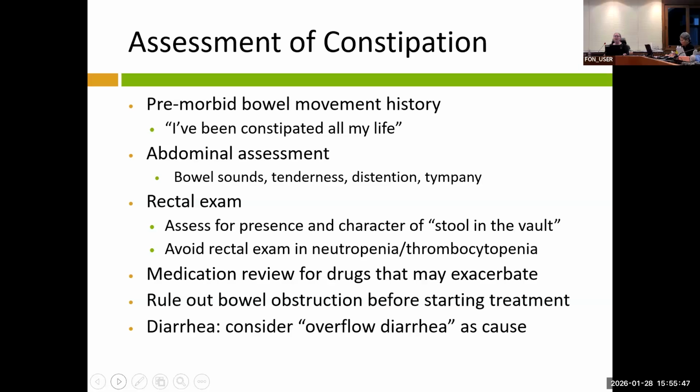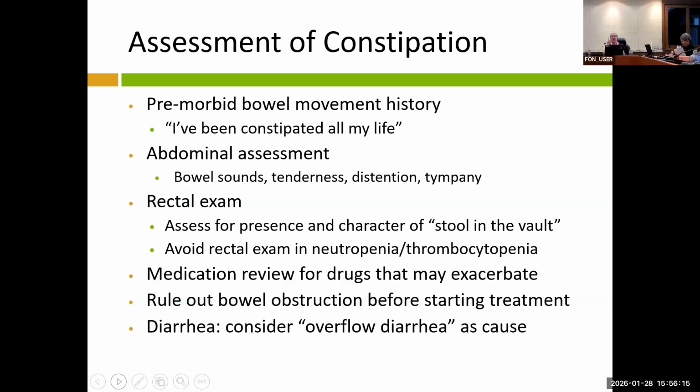Number two, you want to do your abdominal assessment. You want to listen for your bowel sounds. You want to press for tenderness, and you want to take a look at whether or not they're distended, whether or not when you percuss, whether or not you have tympany. You also want to do your rectal exam. What you want to do is assess for the presence and the character of stool in the vault.